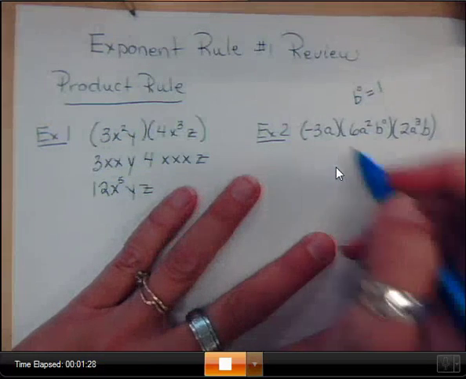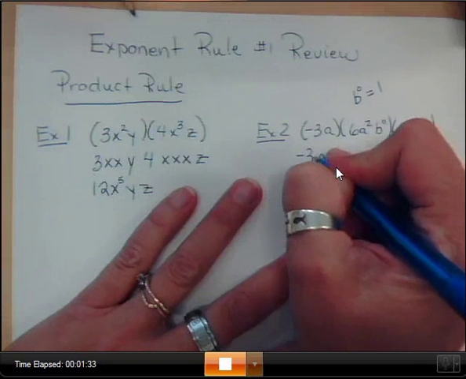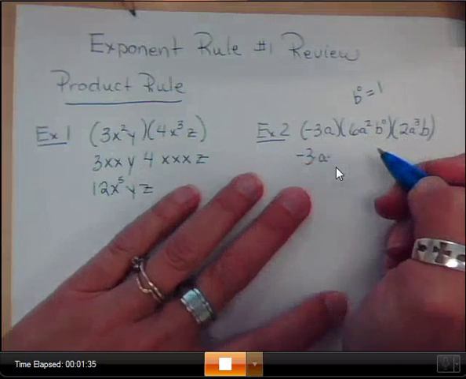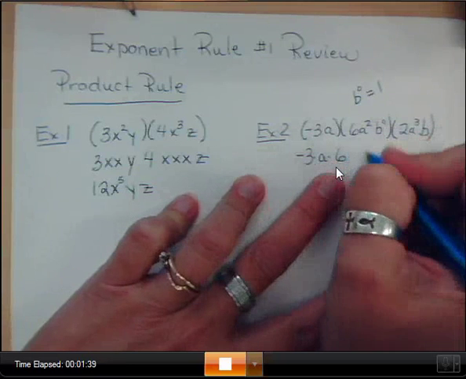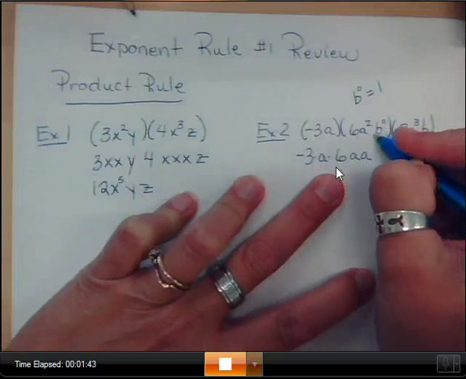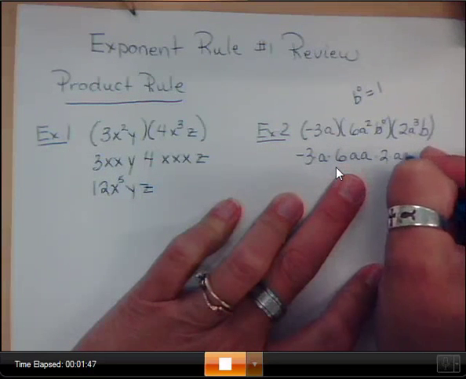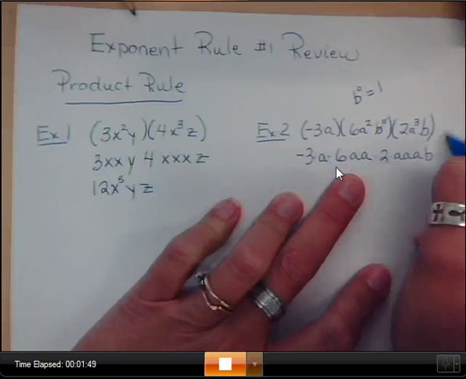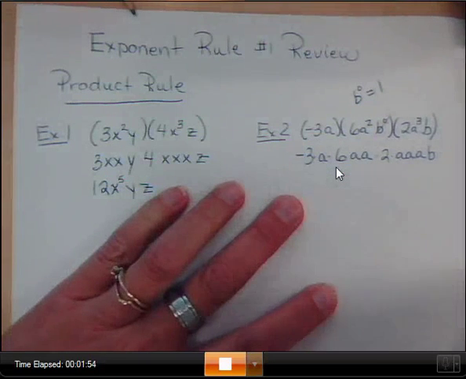Let's go ahead and write it all out. We have negative 3 times a. You can put little dots in between. It's not really necessary, but you can. Negative 3 times a, we've got a 6. We have a squared, so 2 a's. We have no b's, so that's just going to be 1. And we've got 2, and we've got 3 a's, and we have 1 b. Because remember, no exponent is actually b to the first power.